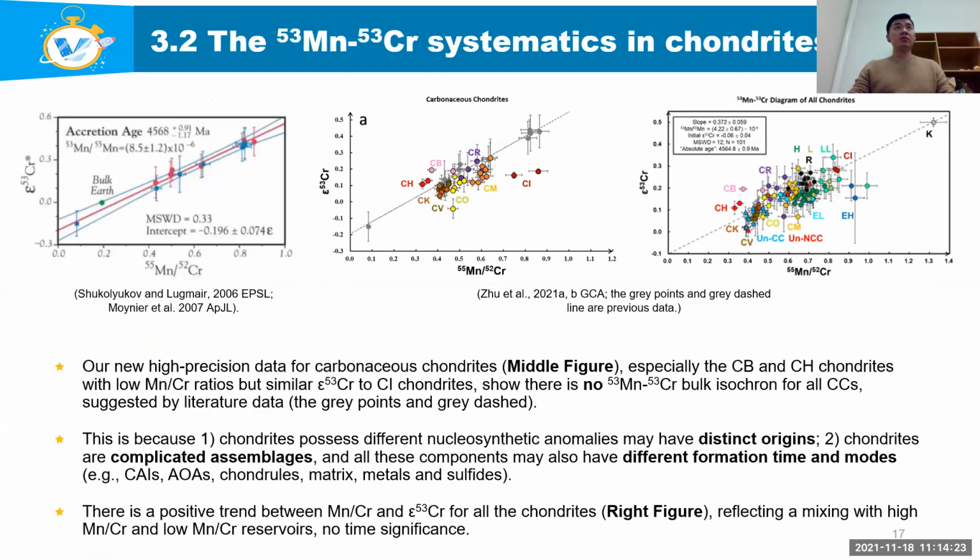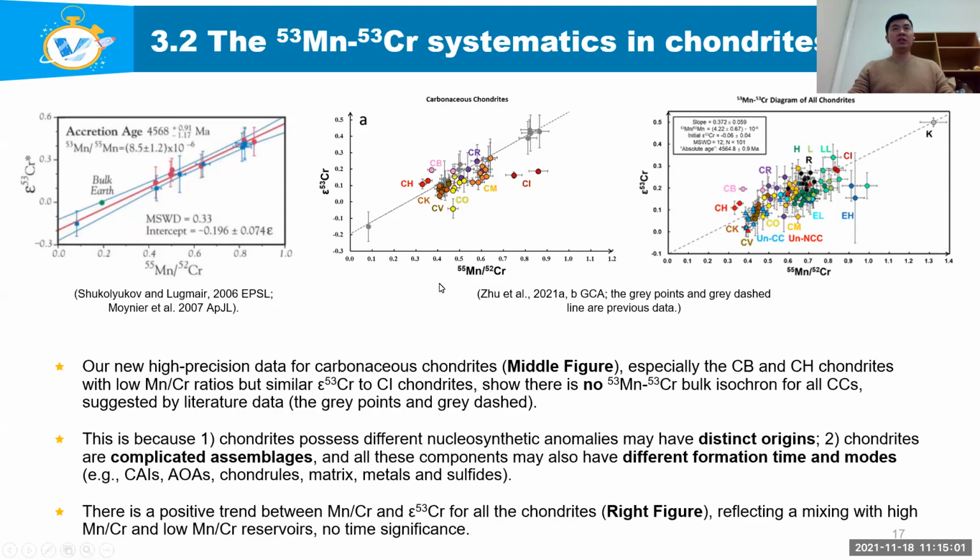After the epsilon 54 chromium, we should also look at the epsilon 53 chromium, the manganese-chromium systematics in chondrites. The left figure is some literature data, and they show that all the carbonaceous chondrites form on the same manganese-chromium isochron, and this isochron dated the condensation time of the solar system. But we can see this isochron mainly relies on this point, and that is a CB chondrite.